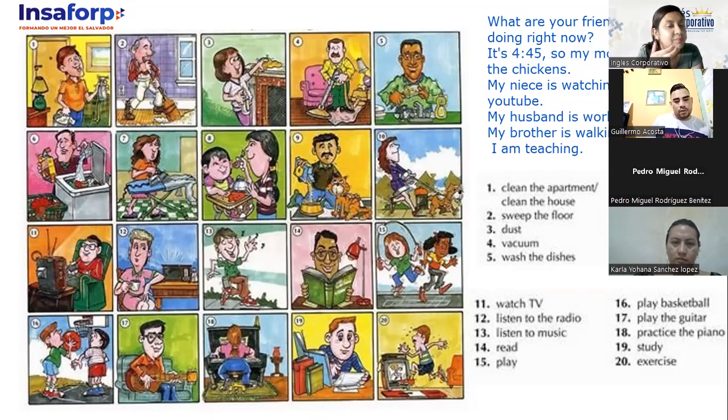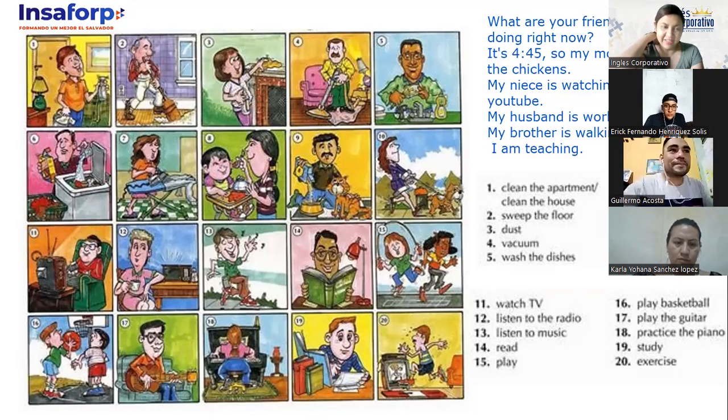O sea, ¿y cuántos módulos son para el inglés básico? Del básico son tres. Tres módulos. Luego van al pre-intermedio, que son tres. Luego van al intermedio, que son tres. Y así. Perfecto. No sé si ya les mandaron la hoja de inscripción. Todavía no. ¿No les han? Aún no. Ok.